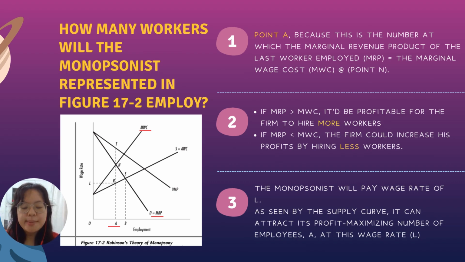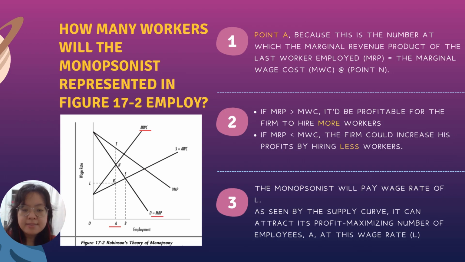In this section, I'll be discussing how many workers the monopolist represented in figure 17-2 would employ, meaning how much labor the monopolist would require. The answer is that the monopolist will employ the number of workers at point A, because this is the number at which the marginal revenue product of the last worker employed, MRP, is equal to the marginal wage cost MWC at point N.